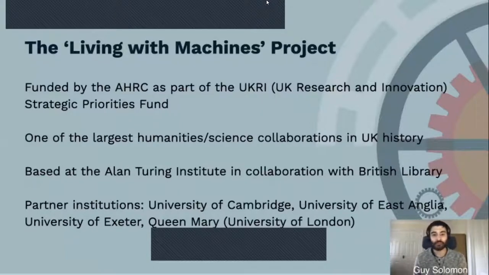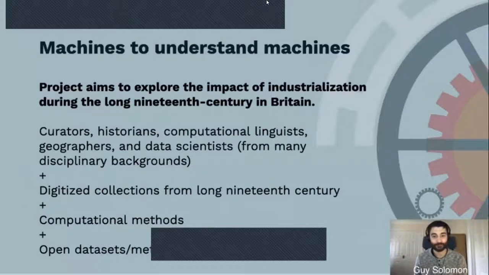So what is Living with Machines? Well, we're one of the largest collaborations between the humanities and sciences in UK history. We're funded by the Arts and Humanities Research Council and based at the Alan Turing Institute in London, in collaboration with the British Library and several other partner institutions around the country. The project aims to explore the impact of industrialization on everyday people during the long 19th century. So we're talking about the 19th century and the early 20th century here in particular.